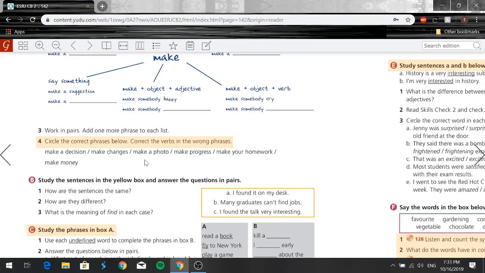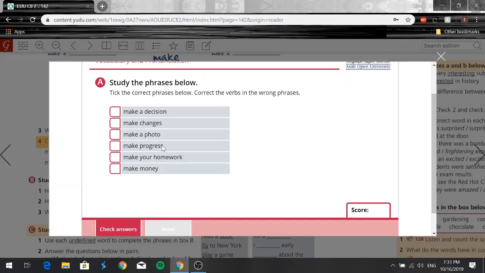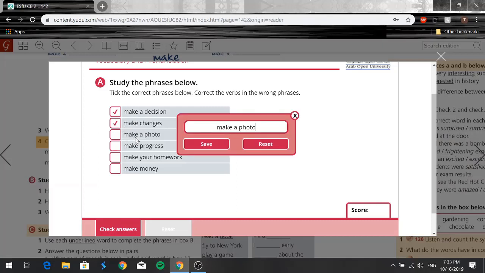Circle the correct phrases below and correct the verbs in the wrong phrases. Okay, let's take a look at this. So here we have tick the correct phrases below and correct the verbs in the wrong phrases. All right. So 1 is make a decision, that's correct. Make changes, that's also correct. Make a photo, that is not correct. Okay, so we're gonna have to correct this one.